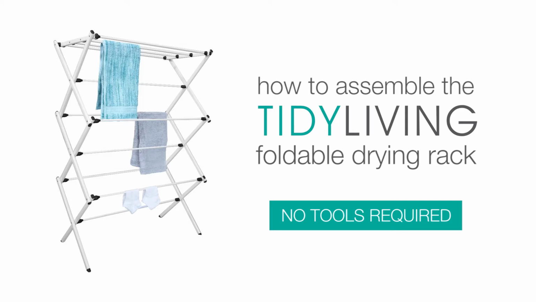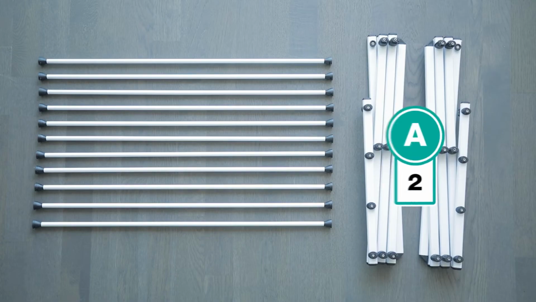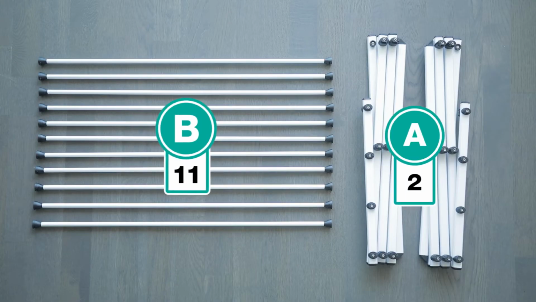In this video, we'll show you how to assemble our foldable drying rack. Let's begin. In the box, you'll find two folding brackets and 11 support rods.